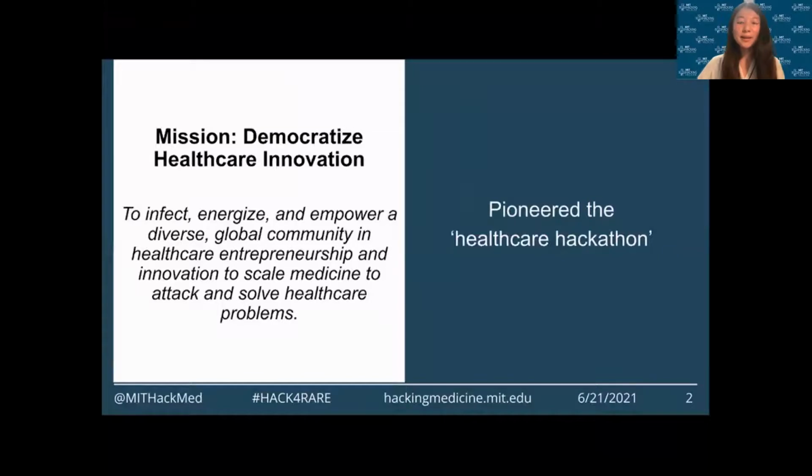Yeah, so what is MIT Hacking Medicine? Our mission is to democratize healthcare innovation. It's to infect, energize, and teach healthcare entrepreneurship and digital strategies to scale medicine, to attack and solve health problems globally. We do this by connecting the best minds in the healthcare ecosystem to solve some of healthcare's biggest challenges. And the main way we do that is through the healthcare hackathon model, which MIT Hacking Medicine has pioneered.